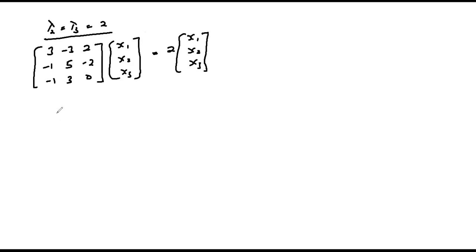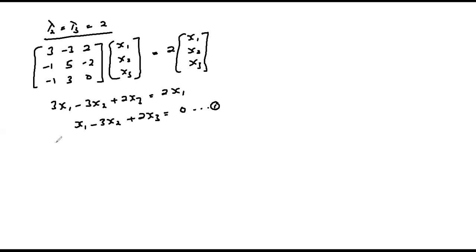Then we form the following set of simultaneous equations. The first one, 3x1 minus 3x2 plus 2x3 equals 2x1, from which we can write x1 minus 3x2 plus 2x3 equals 0. That becomes equation 1.